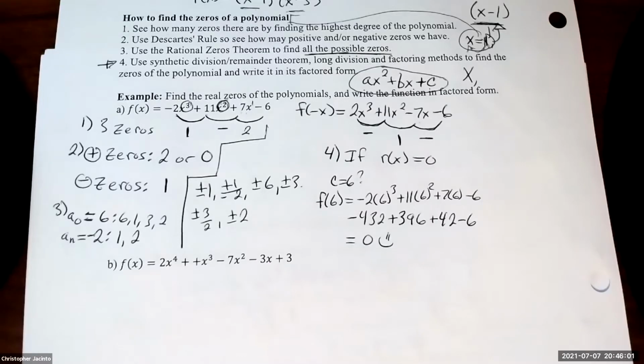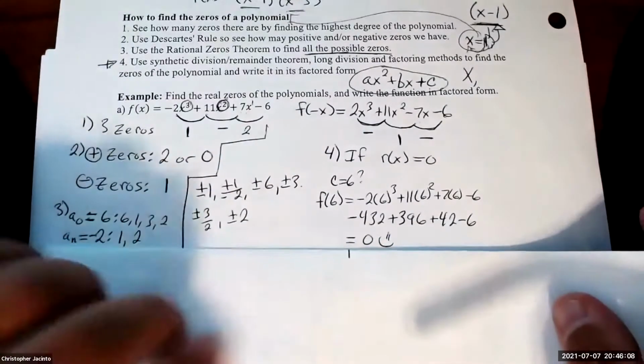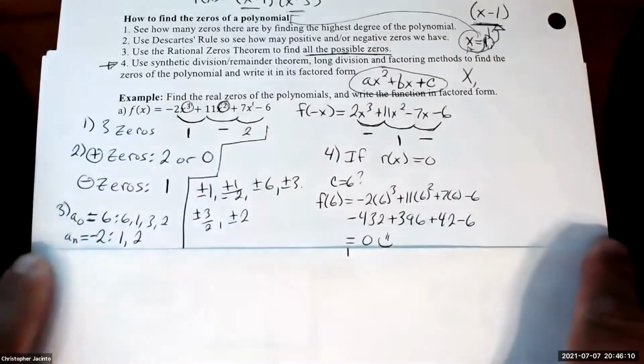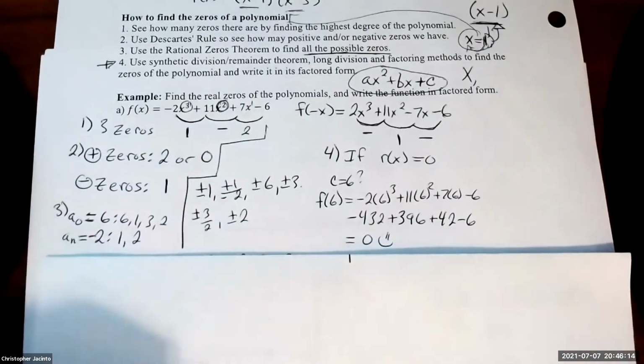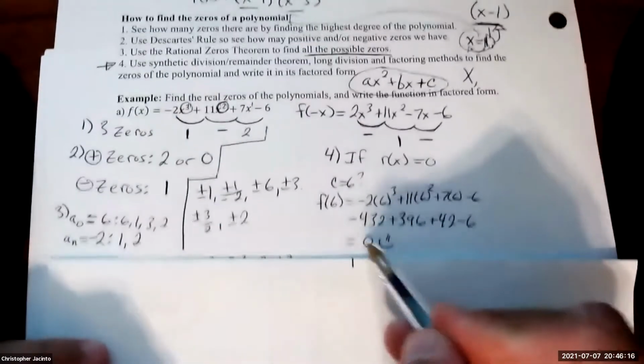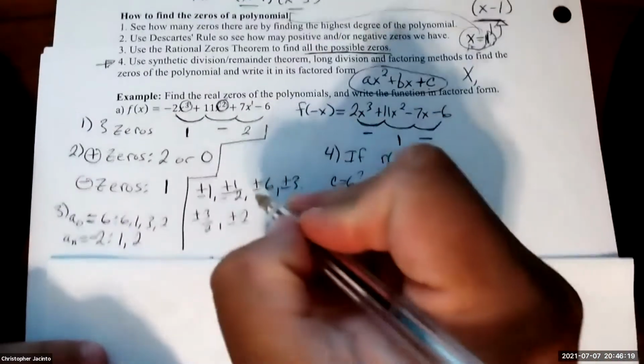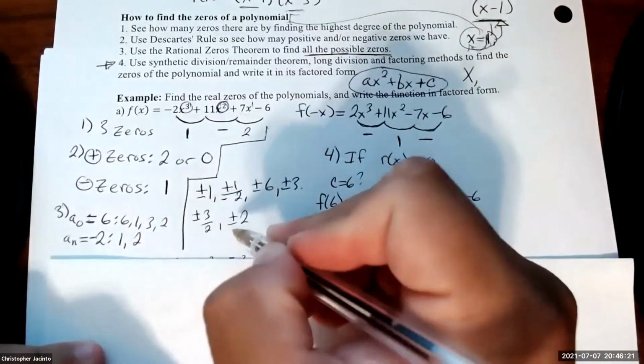All right, so since we know it equals 0, the remainder equals 0, now we're going to do synthetic division to see what that ends up being. Let's suppose it didn't work. So 6 did not work. We got like 5 or something. Therefore, we can cross out positive 6 and just pick another one.